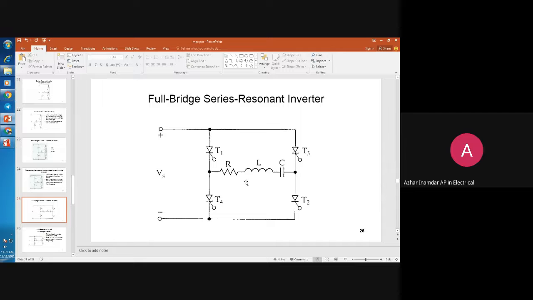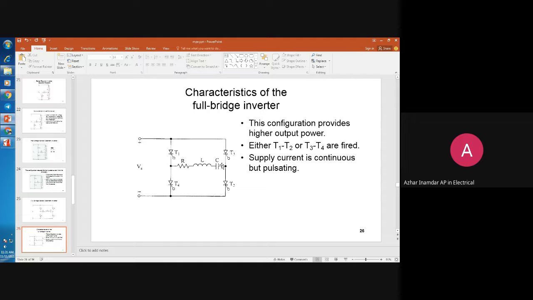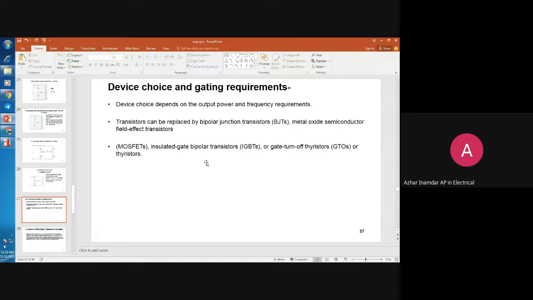Okay, so next one, this is the characteristics. As I already told you, in the first half cycle, T1, T2 will turn on and the others will be turned off. In the second cycle, T3, T4 will be turned on, and the others turn off. So now the main thing is, depending upon what device to choose for the switching operations and the gating requirements, we have already seen the series resonant inverter with thyristors and also with the IGBT.